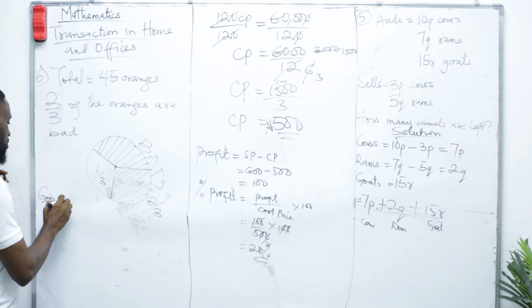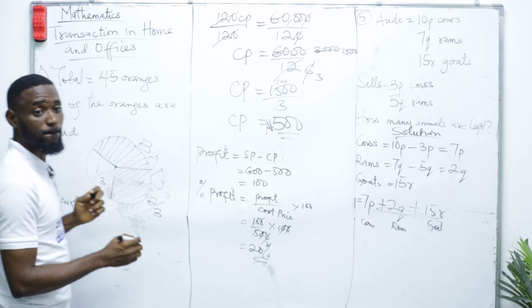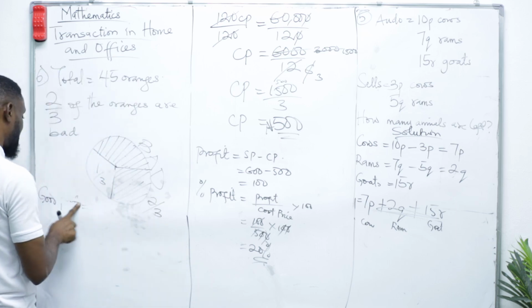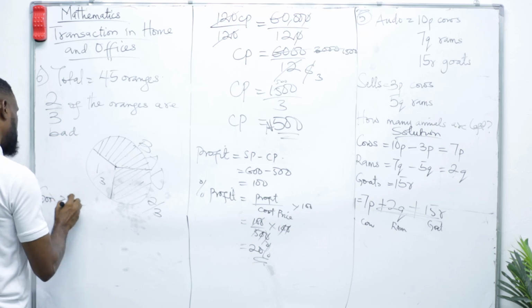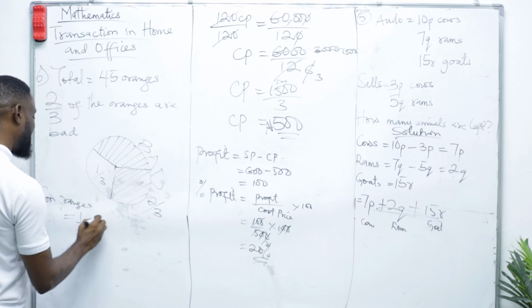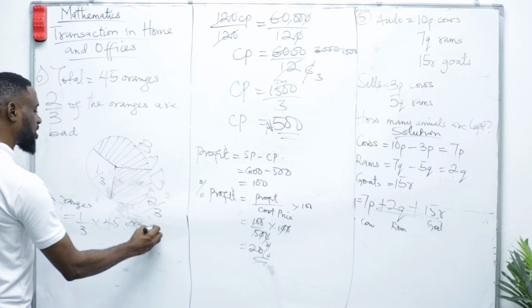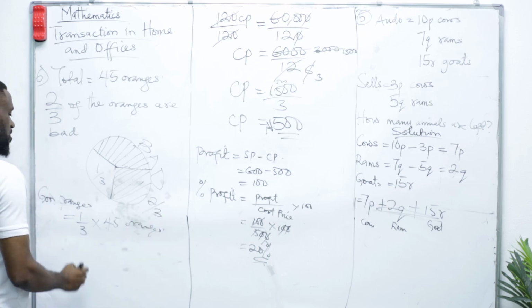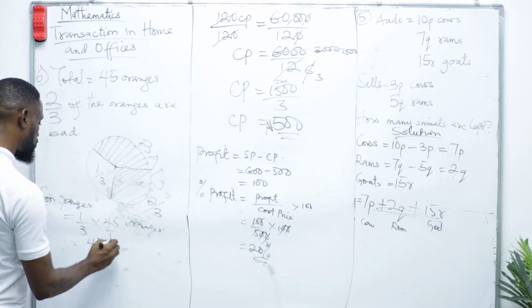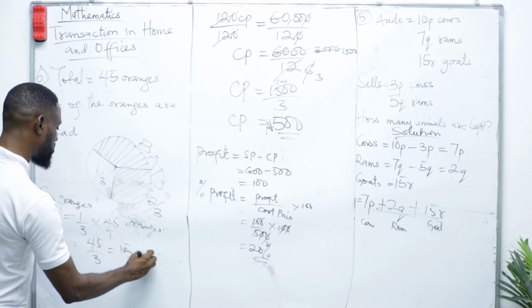It means that the good oranges will simply be 1/3 times 45 oranges. Do you understand? Times 45 oranges, which will be equal to 1 times 45 is 45, 3 times 1 is 3. 3 into 45 is 15 oranges.